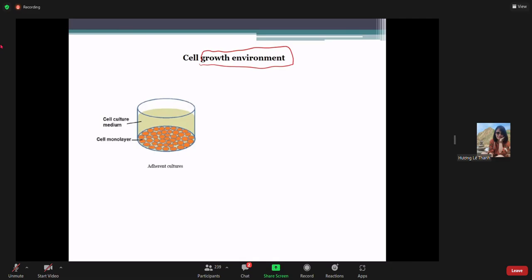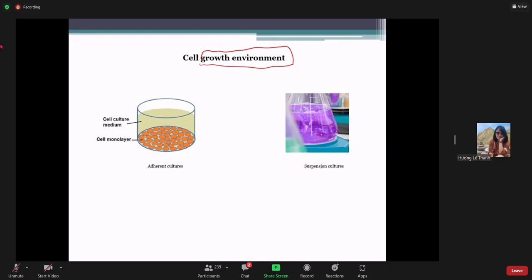When we culture cells, there are two types. One is adherent: the cells stick to the bottom of the culture dish, and we call them adherent cells. Another type is suspension culture: because they do not attach to the bottom, they are freely floating in the medium. We call these suspension cells. For example, most blood cells are suspension cells.